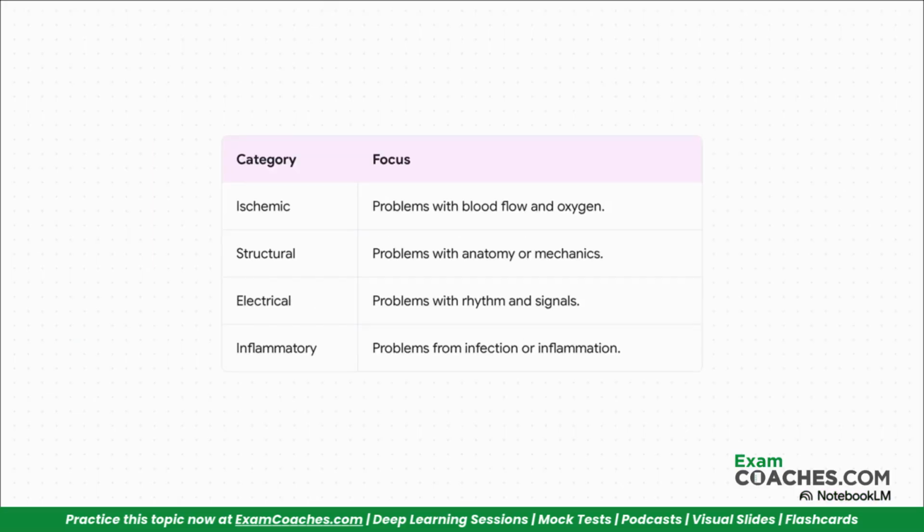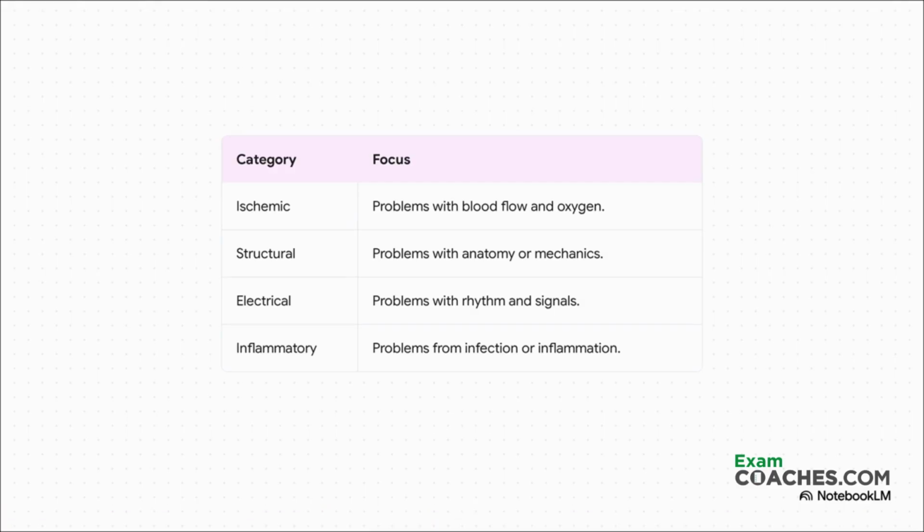Now, take a look at this simple table. This is the magic key. Pretty much every major cardiac condition you're ever going to face can be sorted into one of these 4 buckets. Is it an ischemic problem, meaning a lack of blood flow and oxygen? Is it structural, an issue with the physical pump itself? Is it electrical, a problem with the heart's rhythm? Or is it inflammatory? This framework becomes your mental map for every single cardiac scenario you encounter.